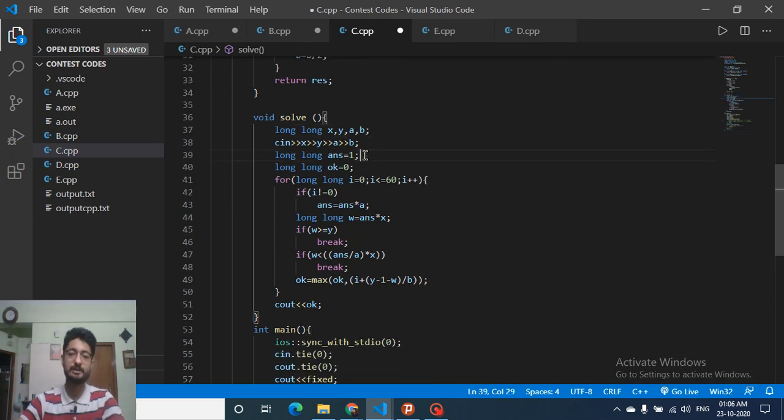Okay, first the answer is 1. This is the maximum value, the maximum score or experience, and the loop goes from 0 to 60, as I've told you. And then, first what I actually have to do is find out how many times I have to do multiplication. Either I will not do multiplication at all, so i equals 0. So I have to find out the next number, which is x1.